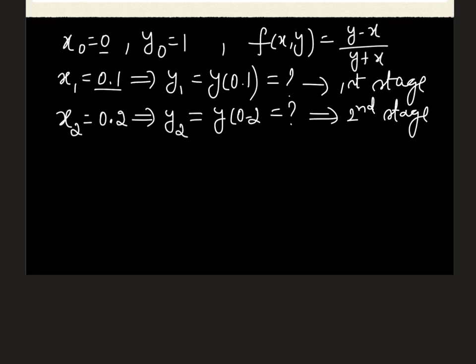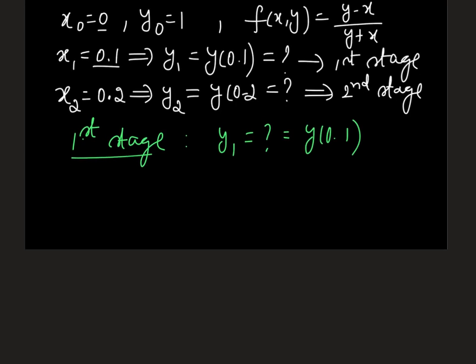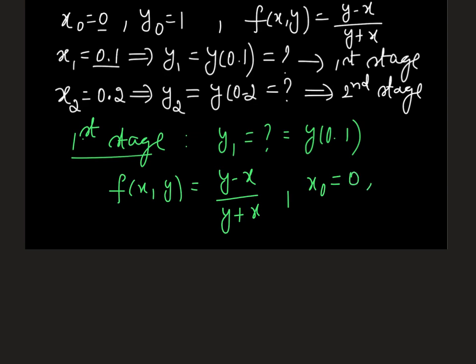First stage, we find y1, that is y of 0.1. For this we calculate k1. So f of x comma y is y minus x divided by y plus x, and x naught is given in our problem as 0, y naught is given in our problem as 1.